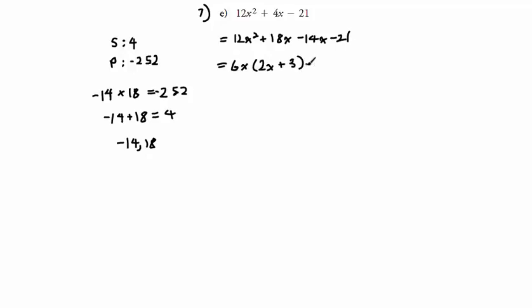And then from here, we can factor out a minus 7. We're left with, minus 7 goes into minus 14 2 times, so that's 2x. And minus 7 goes into minus 21 3 times. And then now what do you know? It's 2x plus 3, 2x plus 3.